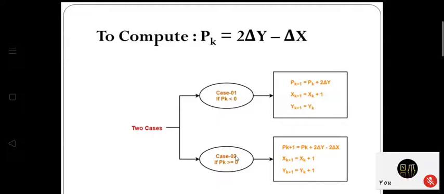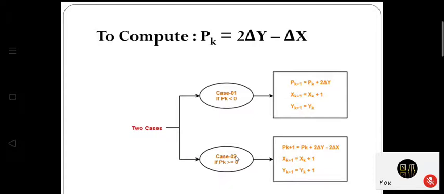Delta Y, you already know how you compute it: mod of y2 minus y1. And delta x, how do you compute it? Mod of x2 minus x1. So you already know the formula of delta y and delta x. Simply use this formula and compute the decision parameter. Now once you obtain the decision parameter, there are two conditions that will be generated.